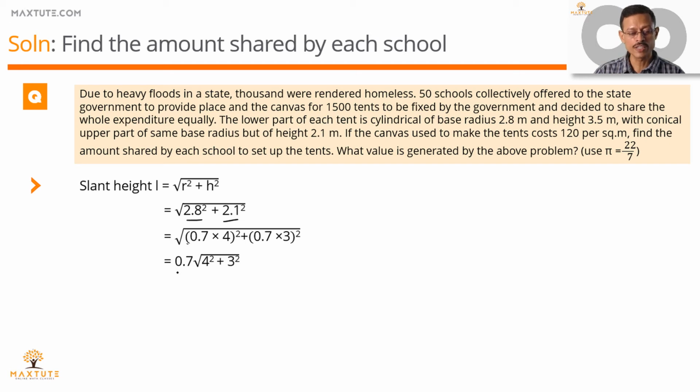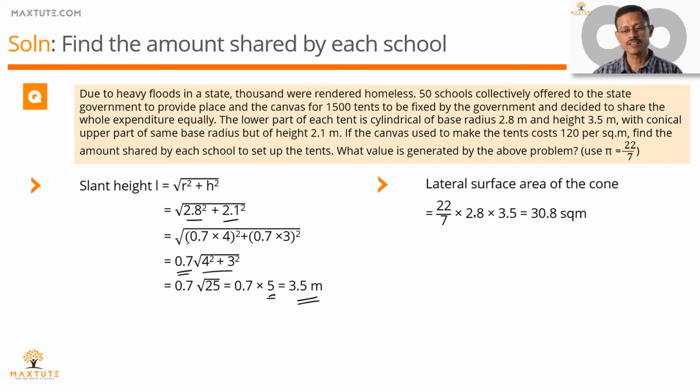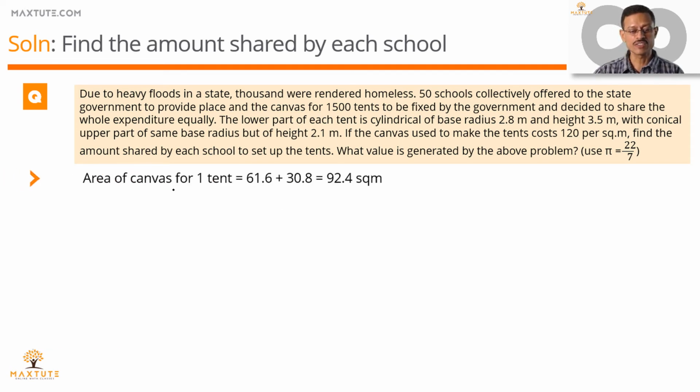When it comes out of the root, it becomes 0.7. This part of it, when it comes out of the square root, is going to become a 5. 0.7 into 5 is 3.5 meters, which is the slant height. Lateral surface area is equal to 22 by 7 into 2.8 into the slant height, which is equal to 30.8 square meters. So the overall area required for the canvas is the curved surface area of the cylinder plus the lateral surface area of the cone, which is 61.6 plus 30.8, which is equal to 92.4 square meters.